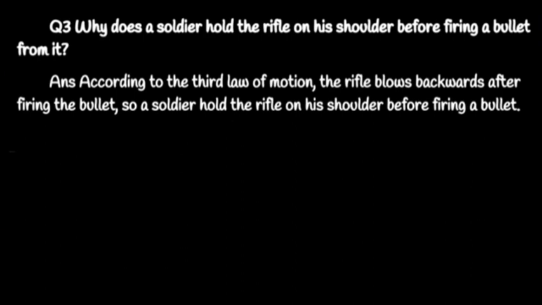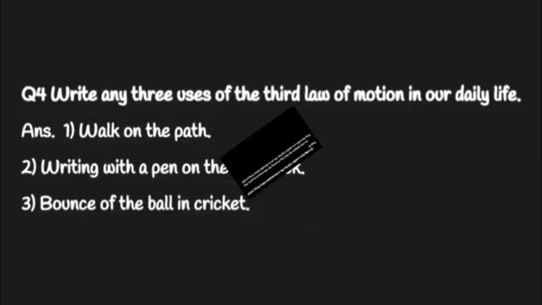Question number 3. Why does a soldier hold a rifle on his shoulder before firing a bullet from it? According to the third law of motion, the rifle recoils backward after firing the bullet, so a soldier holds the rifle on his shoulder before firing a bullet.